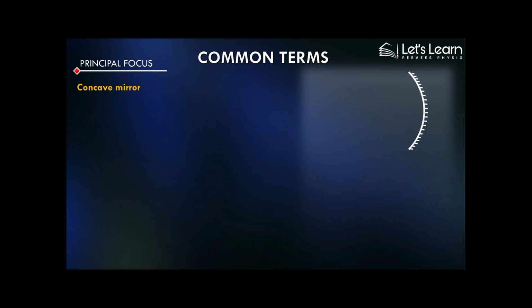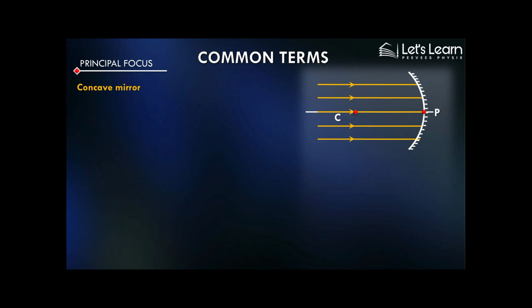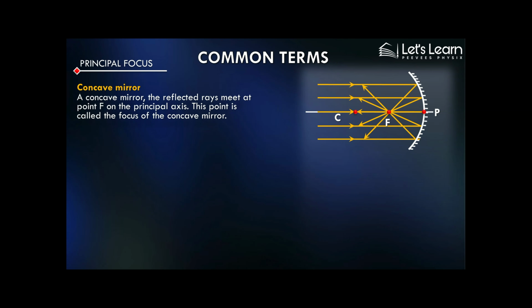Principal focus. It's a concave mirror with the center of curvature, pole, the principal axis, and I am drawing parallel rays. What happens to the parallel rays? Reflecting surface is concave, we call it a concave mirror, a converging mirror. All the rays converge to a point. That point we call the principal focus of a concave mirror. So how do we define the principal focus of a concave mirror? It is a point on the principal axis where all the parallel rays meet after reflection.